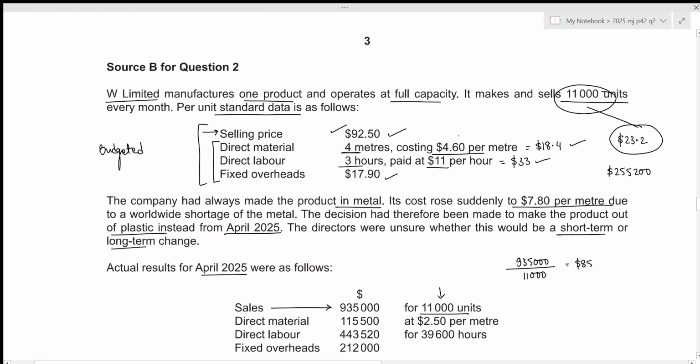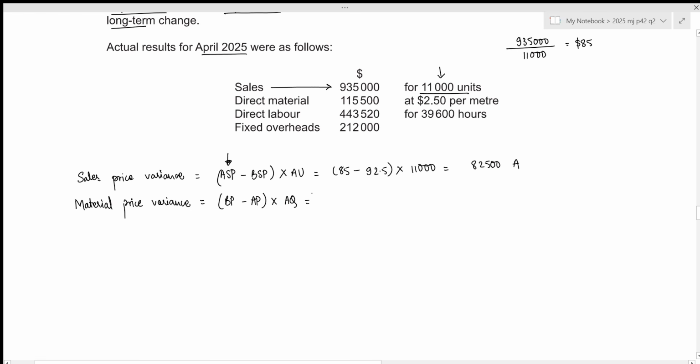So the budgeted price per meter is 4.6 in this case. Then the actual price is given to be 2.5 per meter. Now we need to figure out the actual meters. Remember that this total value, 115,500, will be calculated by multiplying the actual quantity, which is the total meters, by the price per meter of 2.5. So the actual quantity will just be 115,500 divided by 2.5, which results in 46,200. This results in the value of positive 97,020.